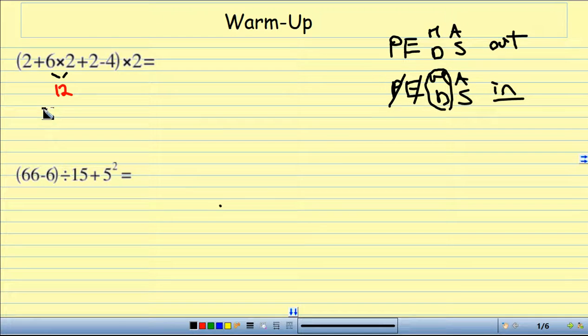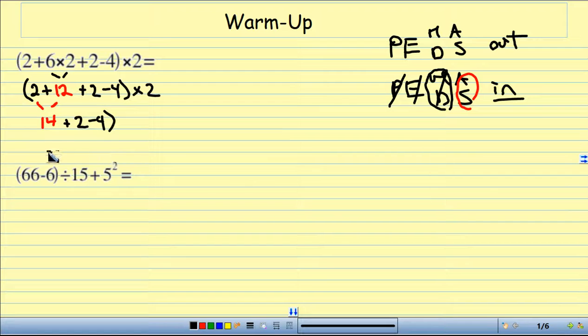And I'm going to rewrite everything. So 2 plus 12 minus 4 times 2. So I've got that. I don't have any more multiplication or division. And now I'm going to do addition and subtraction. I got plenty of that. So first one I see from left to right inside the parentheses, right there, 2 plus 12. That becomes 14. Plus 2 minus 4. And it's all times 2.